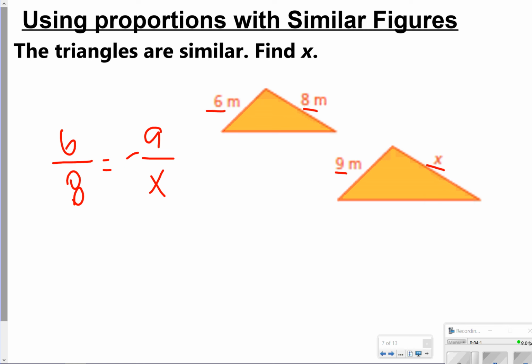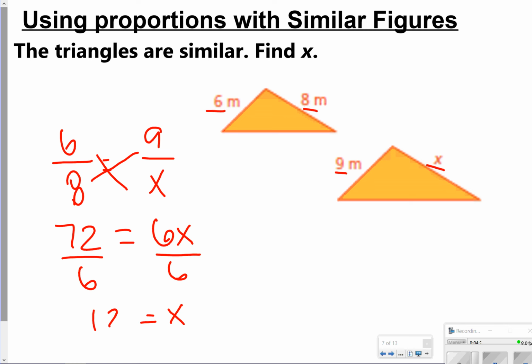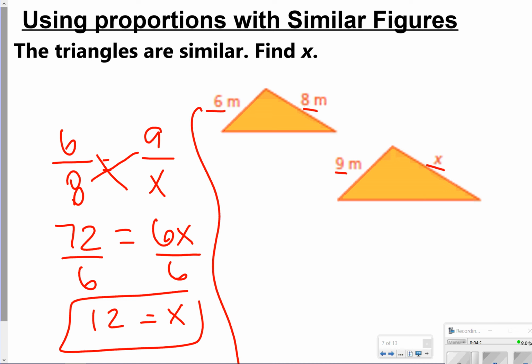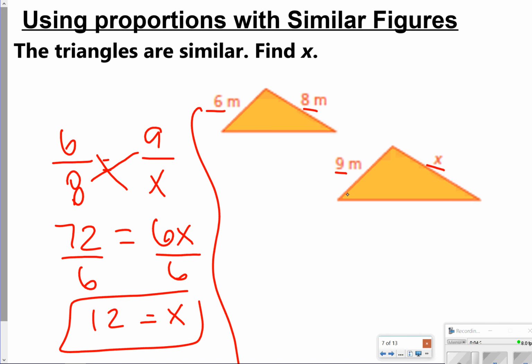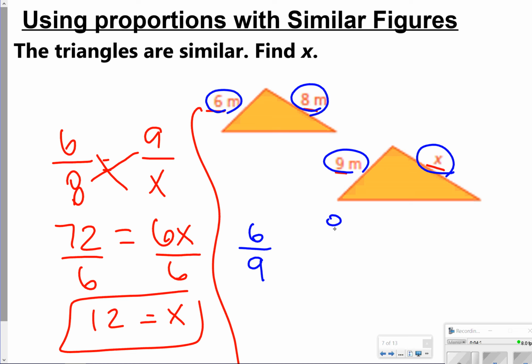Okay, I'm going to start cross multiplying. 8 times 9 is 72, and 6 times x is 6x, and then divide both sides by 6. I get x is equal to 12. Okay, one more way you can try this too is you can do corresponding sides. So you can do 6 to 9 is equal to 8 to x. So this is also another way you can do it, and it still will work out the same way. 6 times x, 8 times 9, divide both sides by 6, you still get 12.